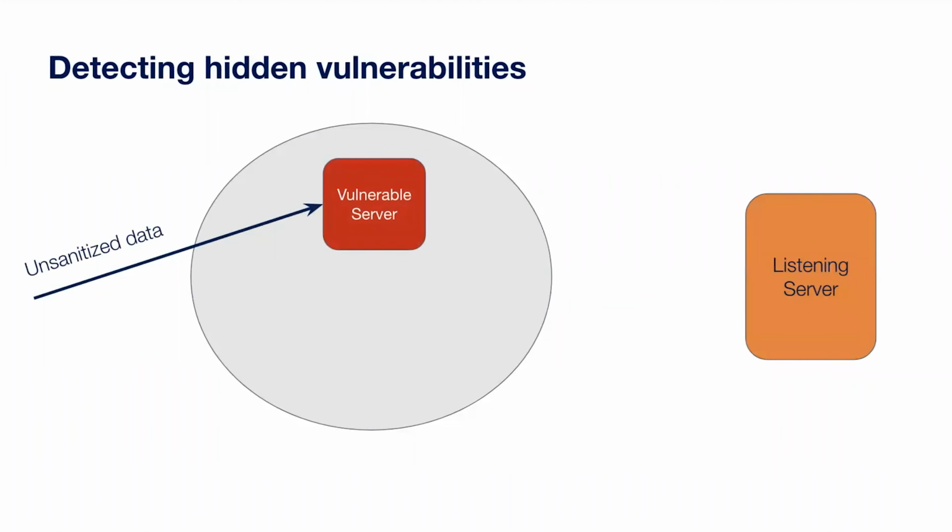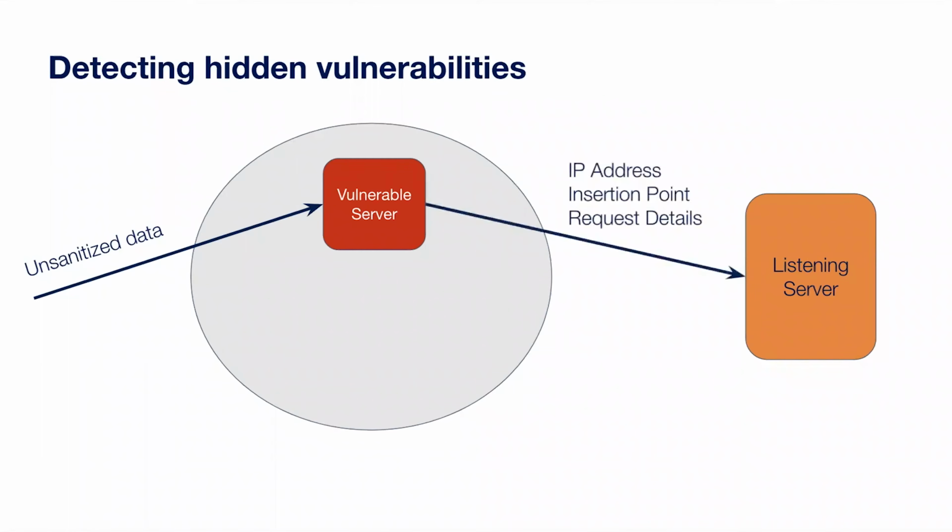So if we can spin up a server which we control, I'll just call it a listening server for now, and we'll build on this, and then construct our payloads in such a fashion that we can induce a network interaction with that server, then we potentially learn a relatively large amount of information.